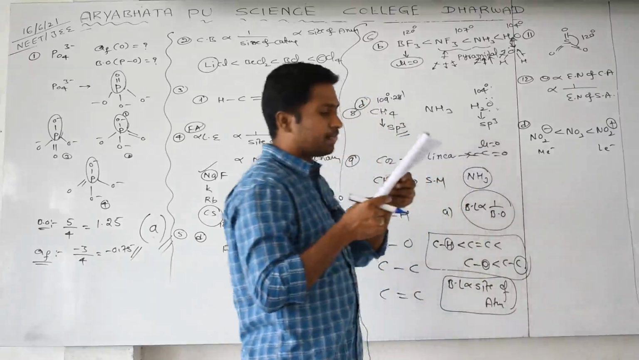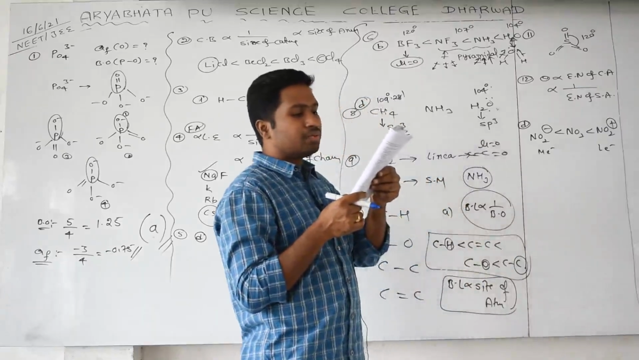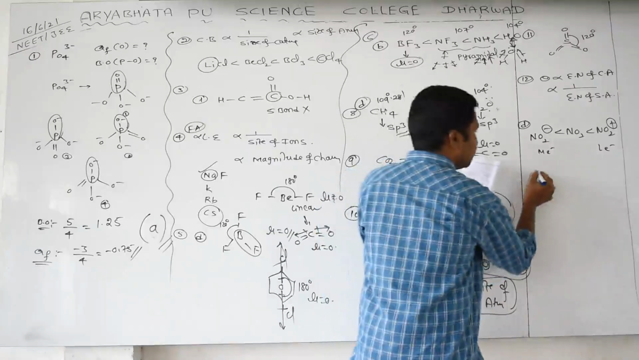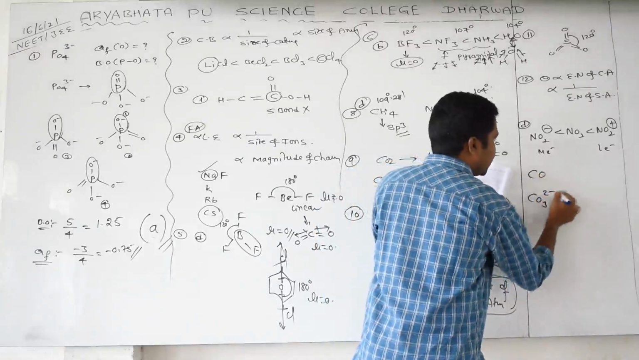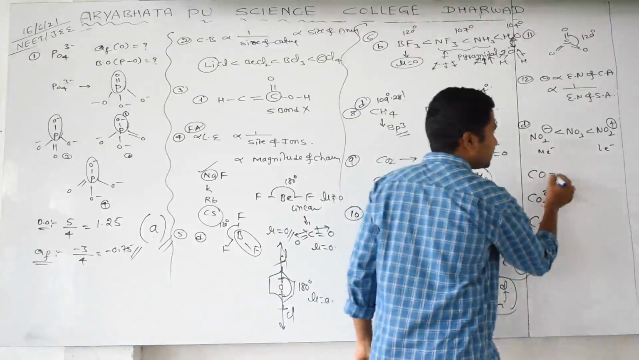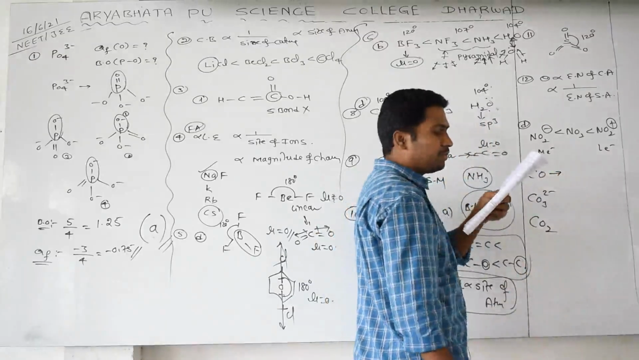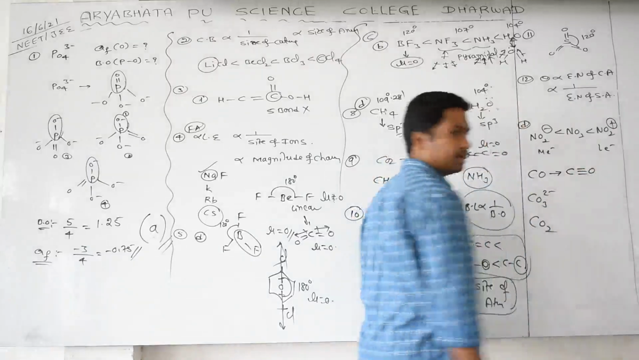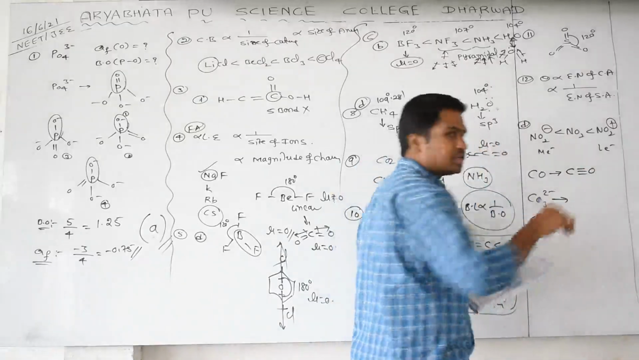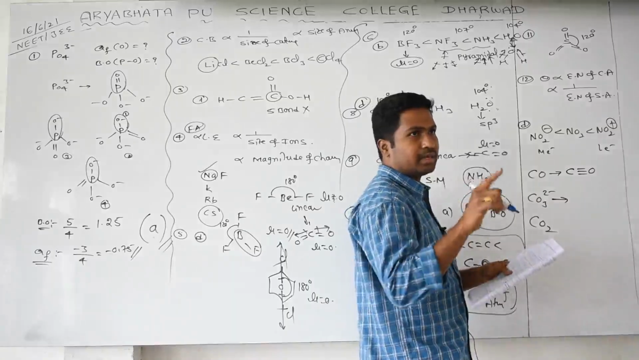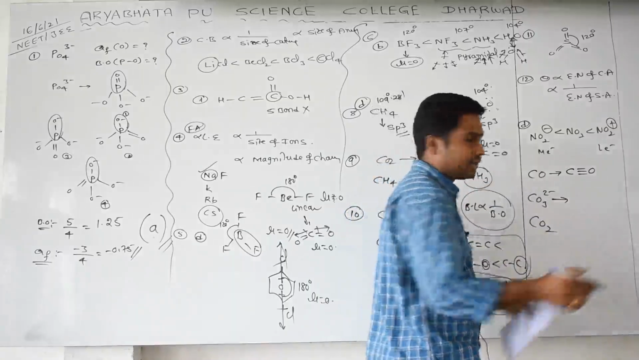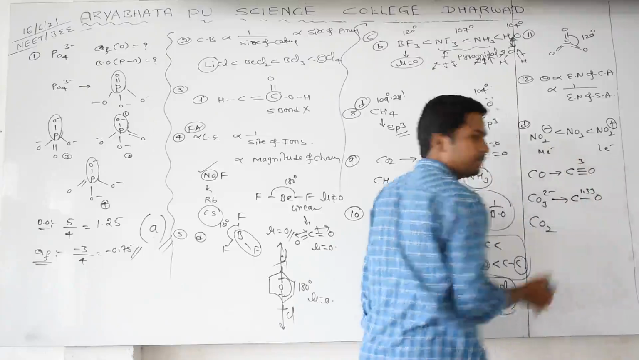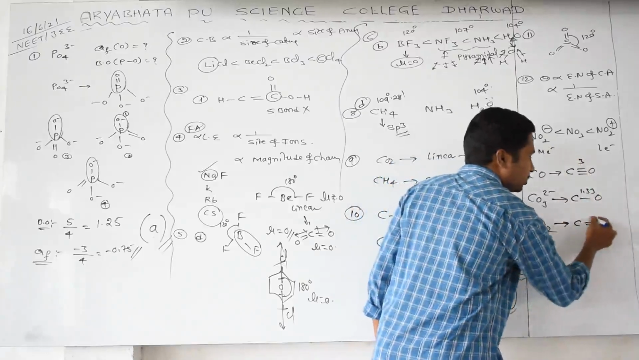Go for next. The correct order of CO bond length among CO, CO3 2 minus and CO2. In CO, between carbon and oxygen, it is asking bond length. Bond length means what is happening between carbon and oxygen? We have a triple bond. Here we have to check resonance structures. We are getting 3 resonance structures, so 4 by 3, which means 1.33. So the carbon oxygen bond order is 1.33. Here it is 3. Here what is the bond order? C double bond O, 2.